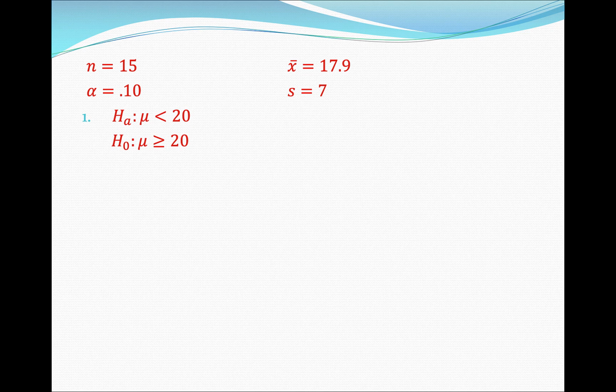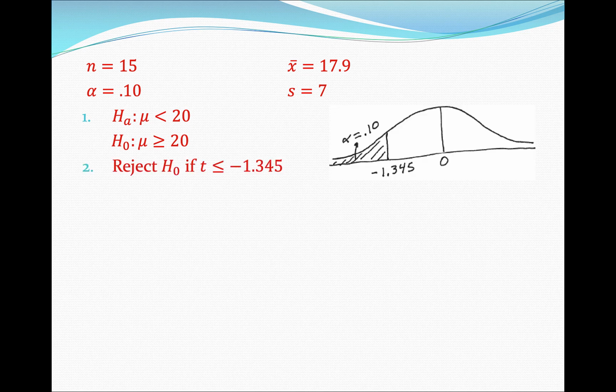Second step, critical region. The big difference in this problem as compared to the last one is that we're trying to prove less than. That means the shaded area is to the left. We also know that area is going to be 0.10 because that's my alpha level. So your picture is going to look like this. We now have an area to the left that we're going to shade. That area is 0.10 because that's our alpha level.